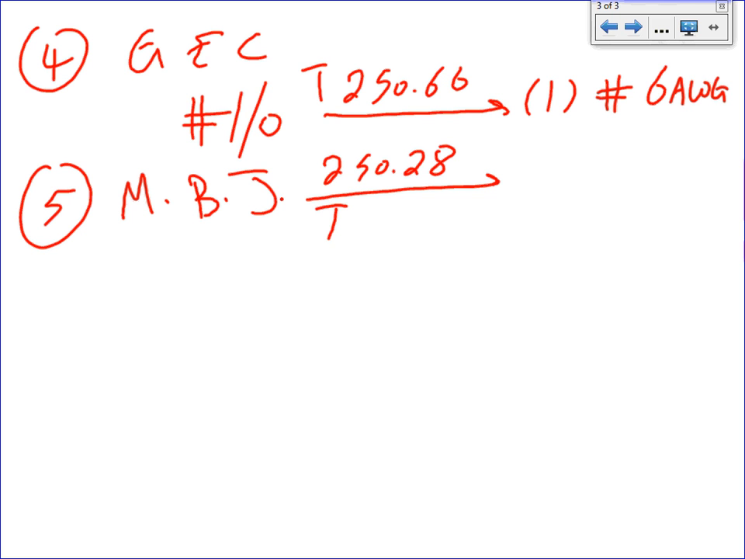250.28, and it takes you to table 250.66. And since you guys think that these are more than 1100 kcmil, the 1 aught, no. So that will give you the same number: 1, number 6, A, W, and a G.